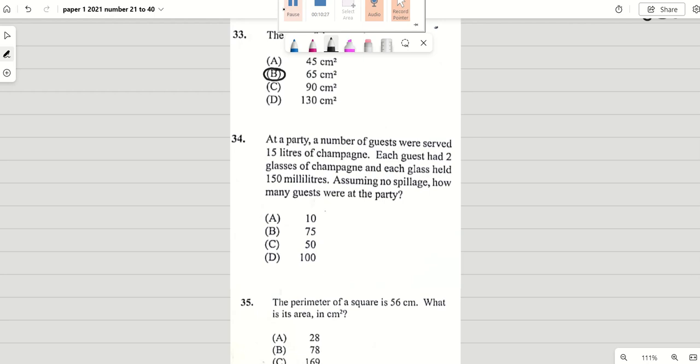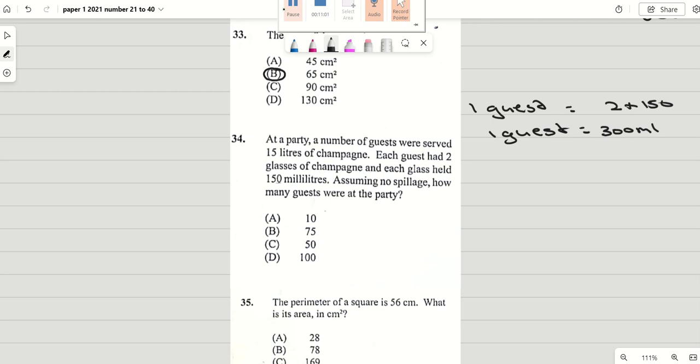So we want to know how many milliliters first was for one person. Each guest had 2 glasses of champagne, and one glass held 150 milliliters. So one guest would drink 2 multiplied by 150 mils, which is 300 milliliters. So one guest would hold 300 milliliters of champagne, right?